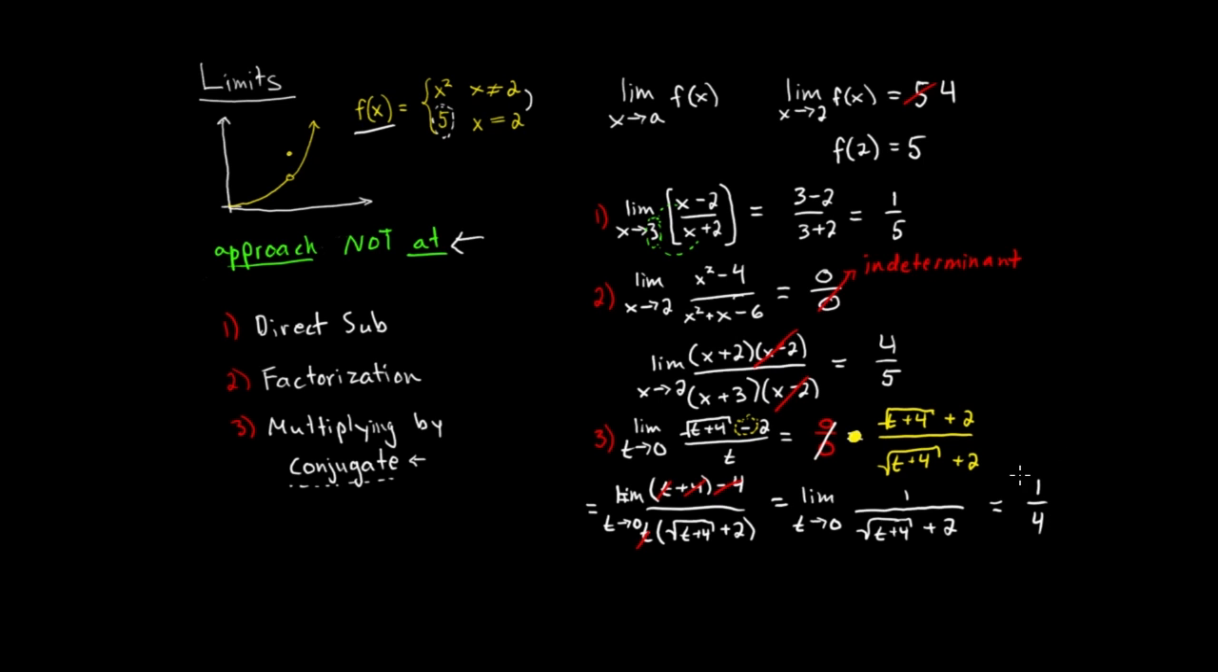That's pretty straightforward. And what you should see is kind of a pattern. We're using these methods over here, direct substitution not so much, but factorization and multiplying by the conjugate to manipulate our functions here and here in order to use a really simple method called direct substitution.